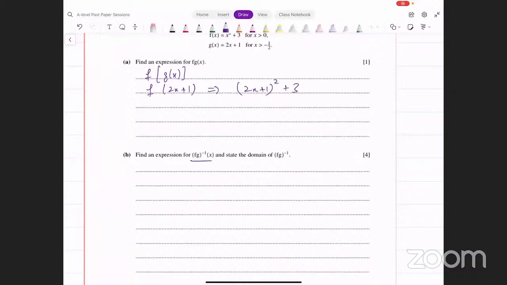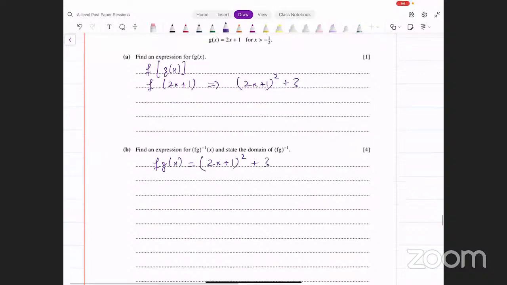Now in the second part it says find an expression for fg whole inverse of x. So basically जो fg function है, इसका inverse निकालना. And state the domain of this inverse function as well. अच्छा, हमारे पास क्या आ गया? fg of x. What's that? That is 2x plus 1 whole squared plus 3. That is fg of x. अब इसका inverse कैसे निकालते हैं?